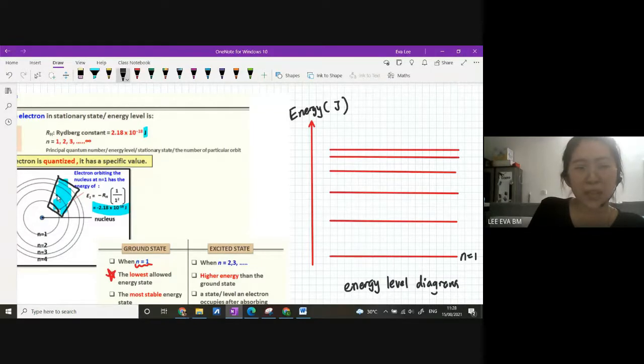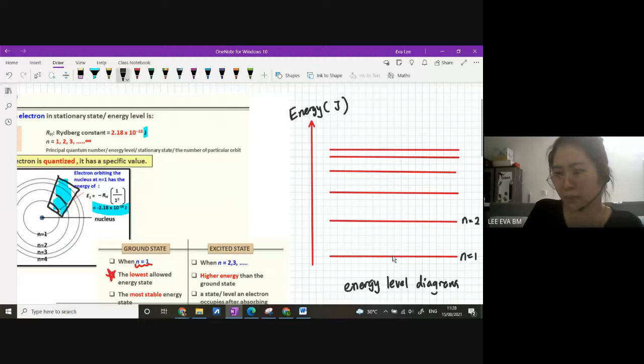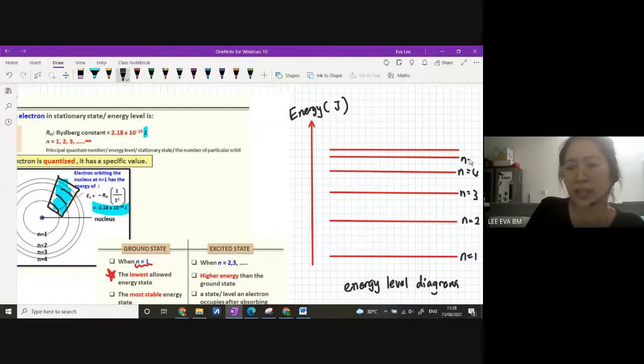Okay, lepas tu line yang kedua, n equals to 2, which is represented by the second line in our energy level diagram. And then after that, our third line, n equals to 3, and then n equals to 4, n equals to 5, n equals to 6, and so on. So kalau further lukis, awak akan nampak n equals to infinity. Tapi dekat sini, Madam hanya tunjuk 6 line sahaja. Okay, 6 energy level. Energy level 1, energy level 2, energy level 3, 4, 5, 6. Okay, so this one also represent the electron.